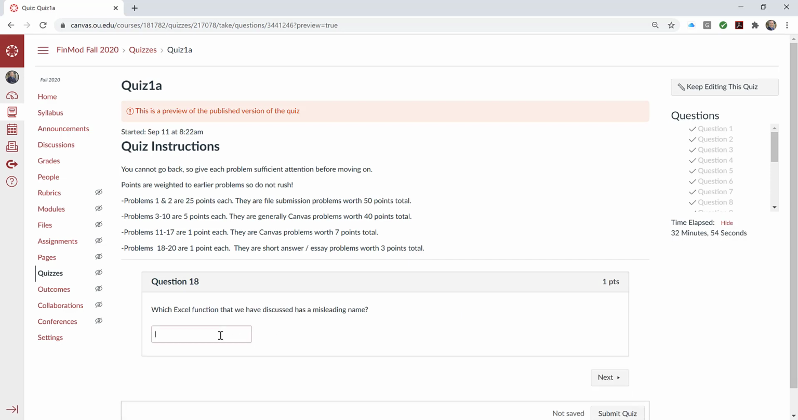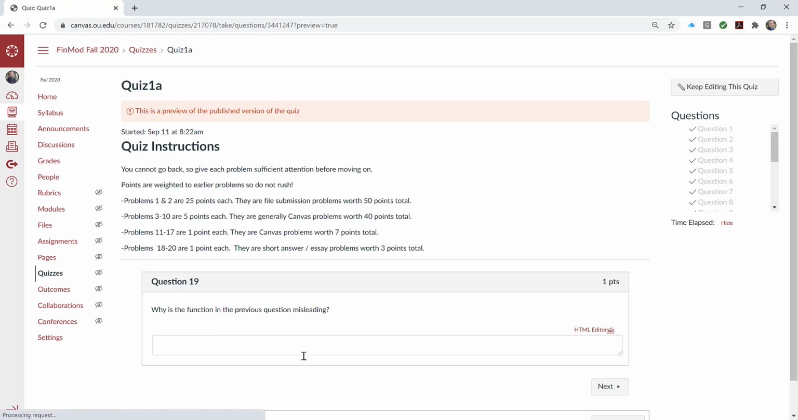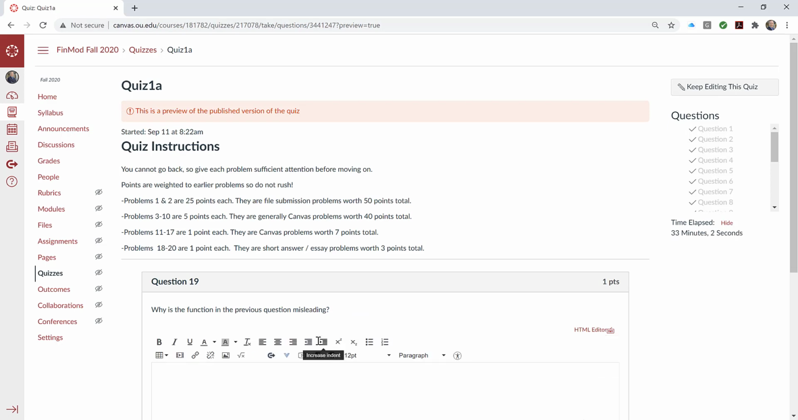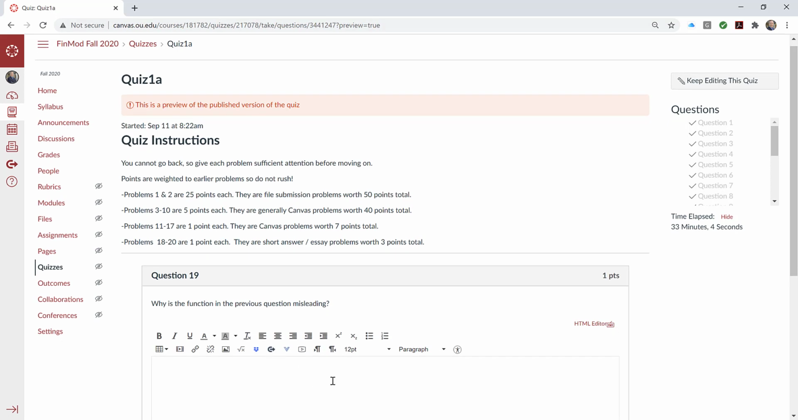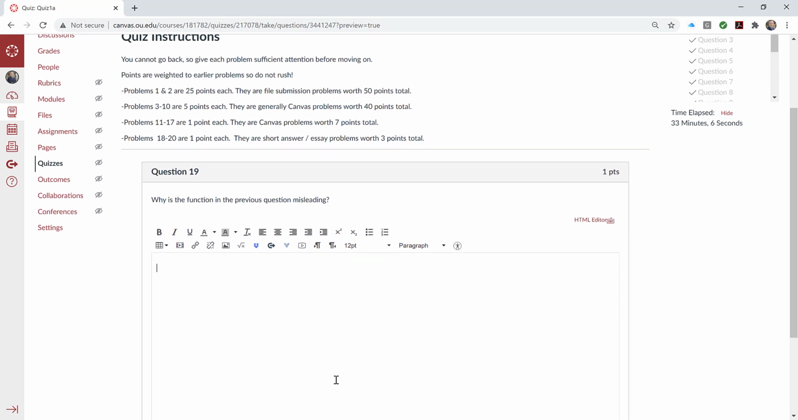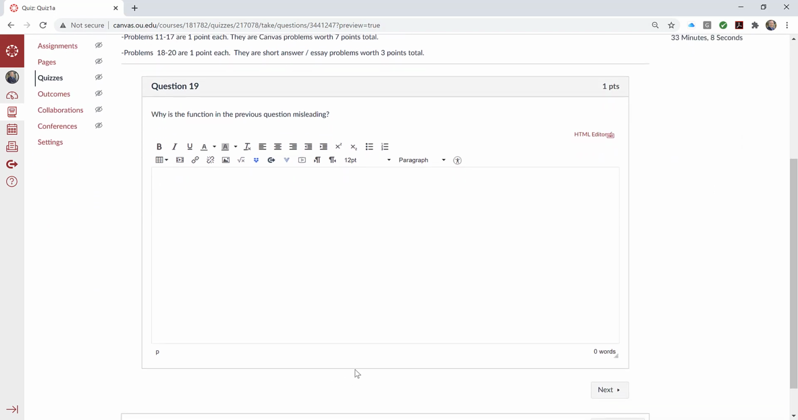Which Excel function has the misleading name? This is plastered all over the videos, and based on people's performance on this, I think you understood it well. Why is its name misleading? Well, essentially because it discounts even the first cash flow you give it, which is not what finance academics expect.